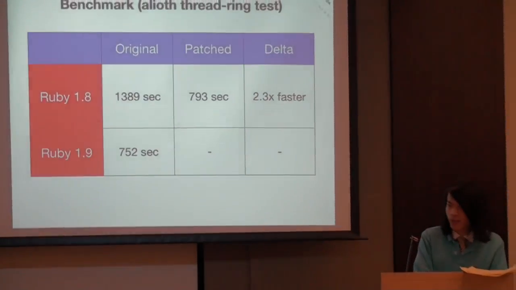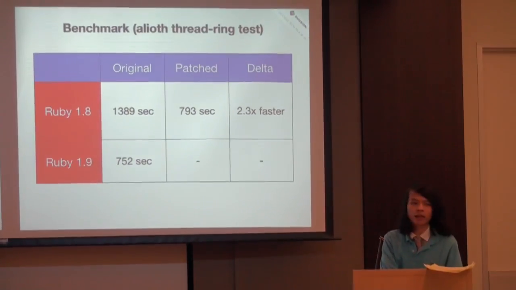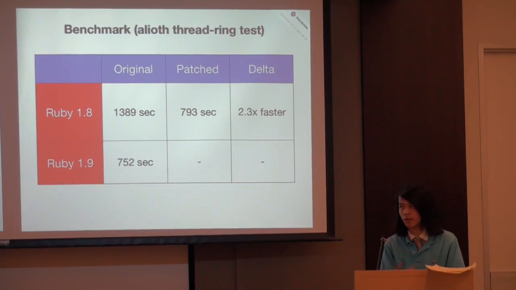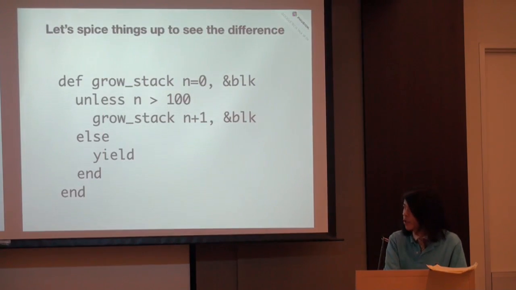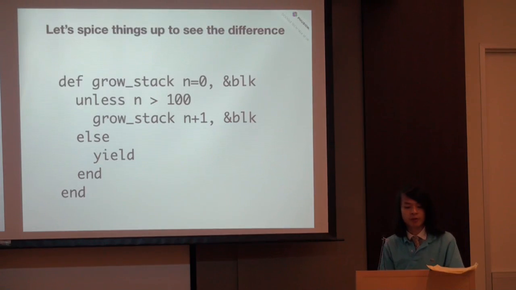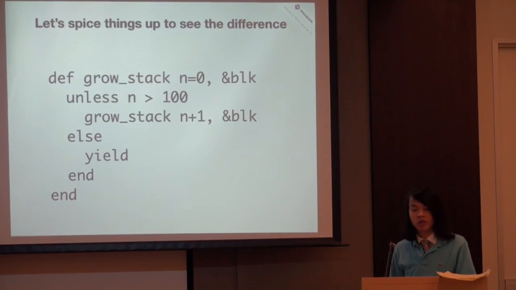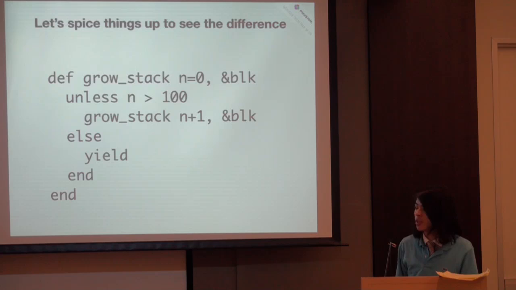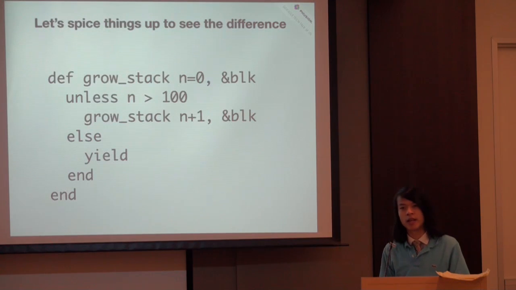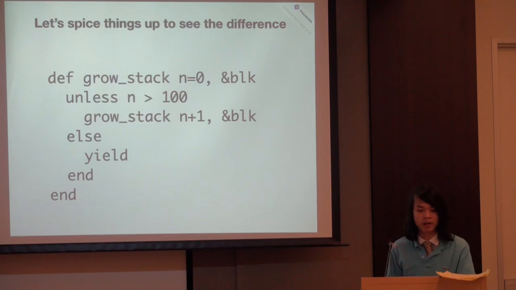But to truly understand how this improves the threading performance, or actually the scheduling, we could spice things up a little bit by introducing this function which just recursively calls itself about 100 times and yields the block that you give to it. And as we already discussed earlier on, every method invocation that you do in Ruby allocates about a kilobyte on the C stack. So basically what this code does, it will grow the stack by about 100 kilobytes.